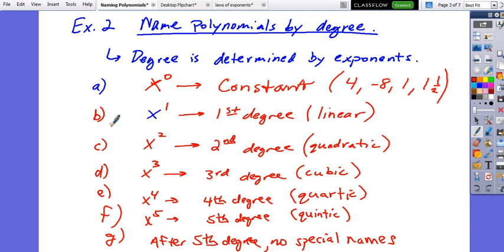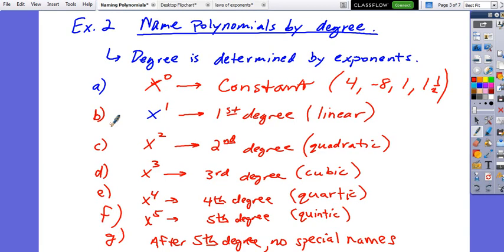X squared, second degree, quadratic. X cubed, third degree, cubic. X to the fourth, fourth degree, quartic. X to the fifth, fifth degree, quintic. And then after fifth degree, there are no special names. So if you have something that's to the 11th degree, it's just 11th degree. If you have something to the 1000th degree, you just write 1000th degree. There's not a special name.